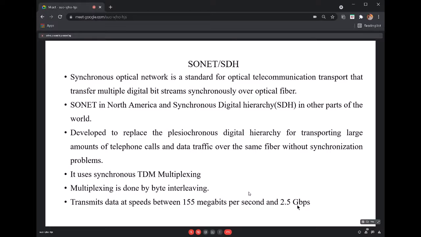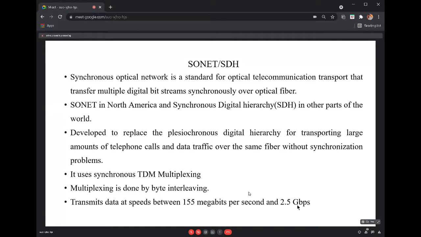Similarly, it is also there. So that's why I didn't add the diagram, but you can refer to the textbook later on. It is just the structure. It has 90 columns. You can imagine 90 columns and 9 rows of bytes, and one column is for the path overhead, the rest is for your data.